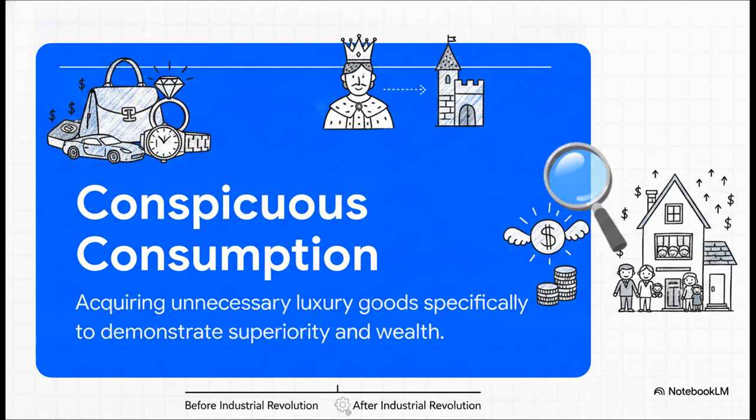Writing right as the Industrial Revolution gave rise to a booming middle class, sociologist Thorstein Veblen asked a fascinating question. What happens when value is driven purely by human ego and social rank? He coined a term you've definitely heard before, conspicuous consumption. This is the practice of acquiring totally unnecessary luxury goods, not for their practical use, but specifically as outward symbols of wealth. The whole point of the purchase is to demonstrate your superiority and your access to extra resources to everyone around you. Before the Industrial Revolution, pretty much only royalty could do this. But suddenly, the middle class had disposable income, and the goods you bought became the primary way to signal your status to your neighbors.